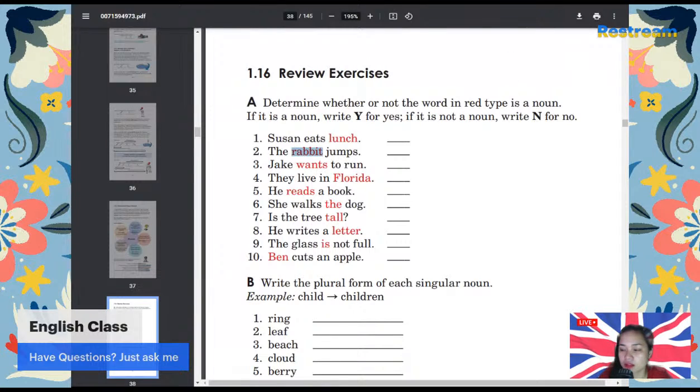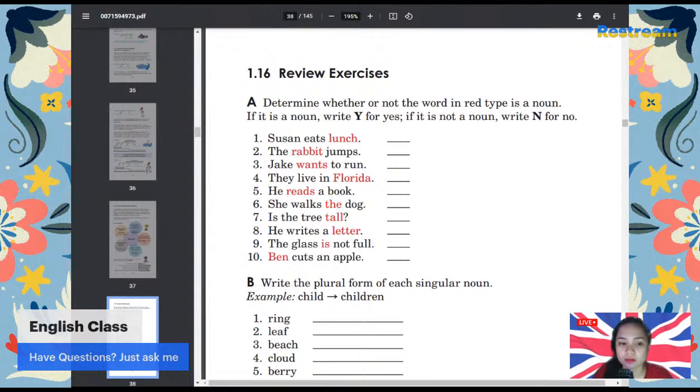Okay, anyways, let's continue. A rabbit is, yes, it is a noun because it is a name of an animal. Okay, next, how about Jake wants to run? The red word here is the word wants. Is the word wants a noun, yes or no? It is not a noun because the word wants is an action verb. Remember, you want it. So that is an action word.